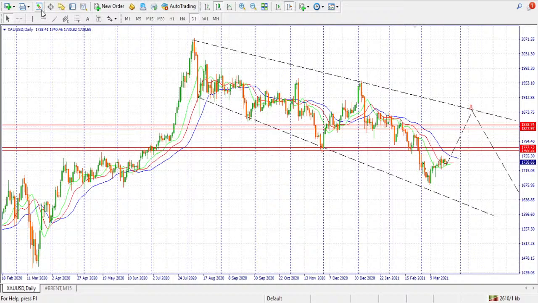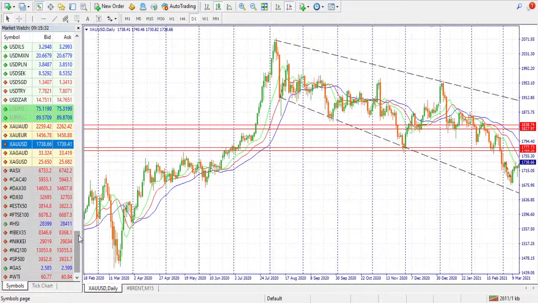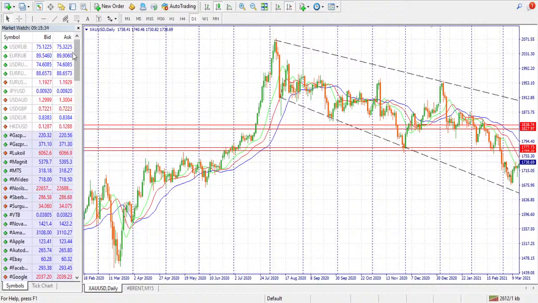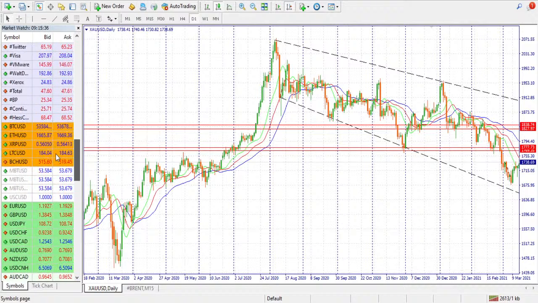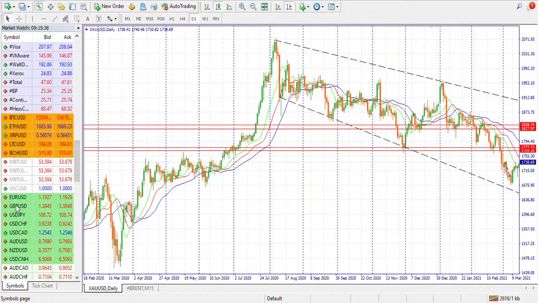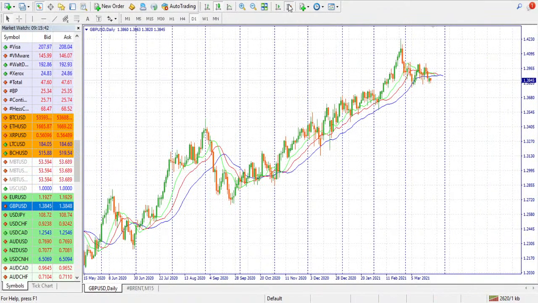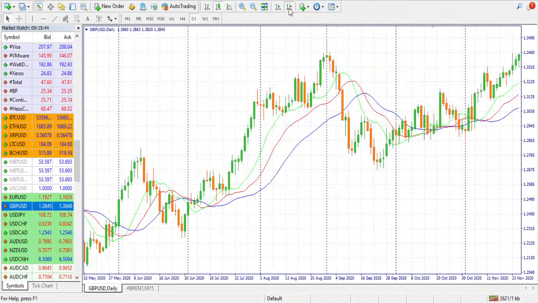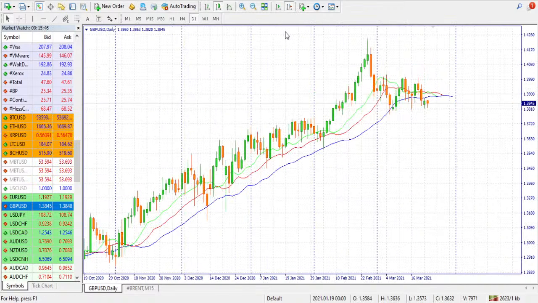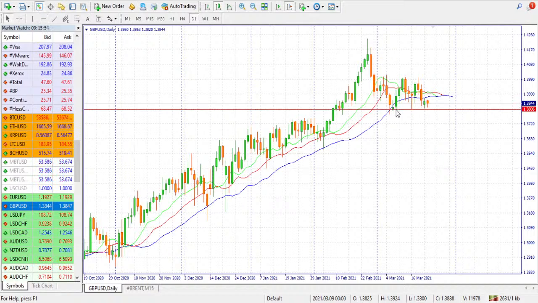So our next chart is GBP USD, the British pound dollar. We are consolidating. There is no clear position. We've seen price after this massive move to the upper side. There's a pullback, and currently, as we're speaking, the price is within a very good range.